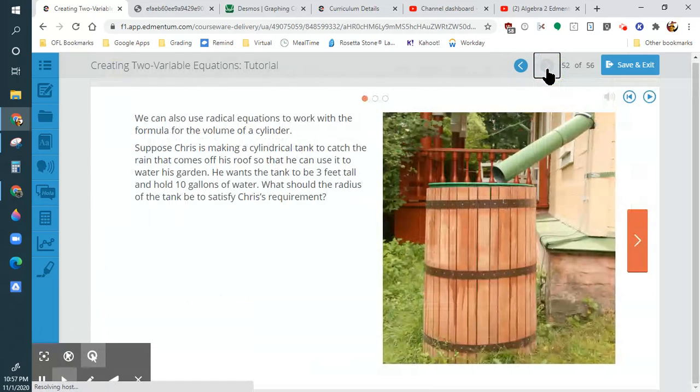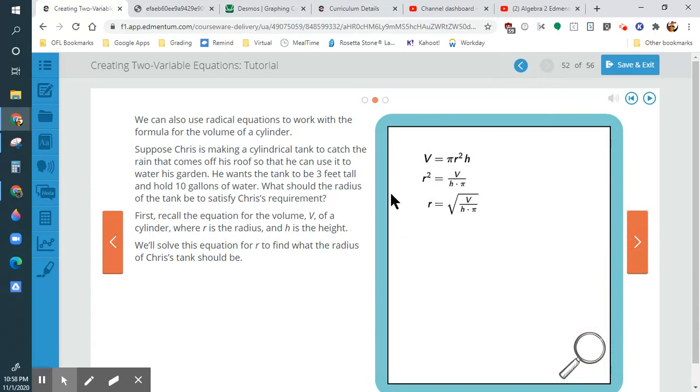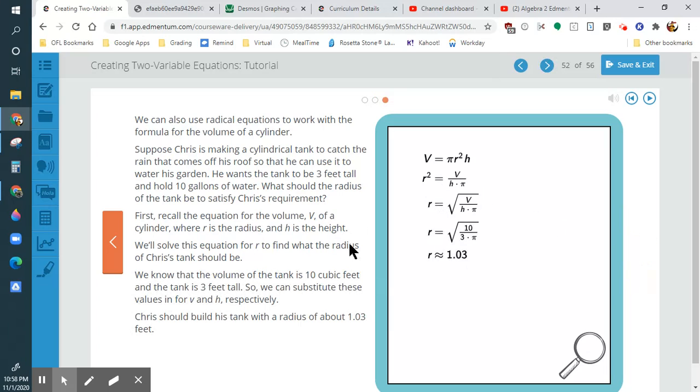Let's go on. We could use radical expressions when we're dealing with cylinders. A cylinder is the same thing. We're going to be dealing with volume, but we're going to be talking about increasing the radius length. So a lot of times we're going to be dealing with radicals. It has to do with area, in other words.